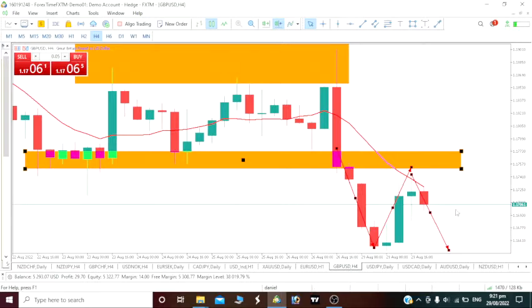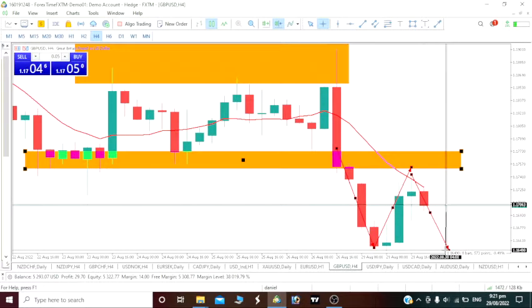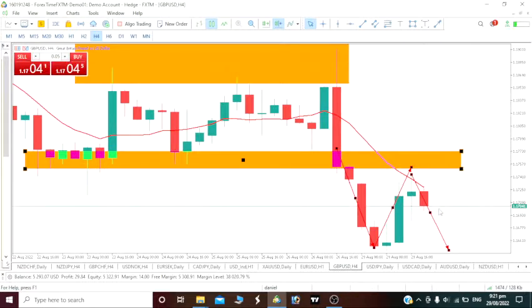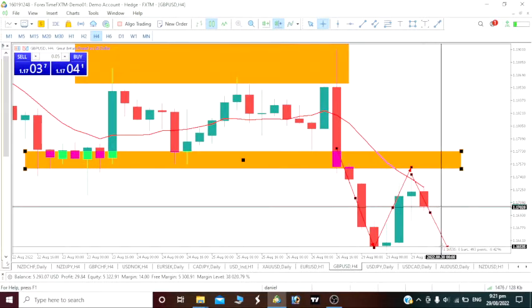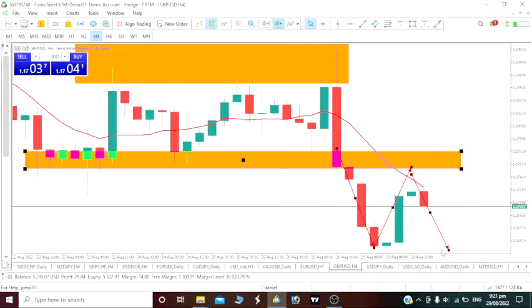So if you want to short this GBP USD now, I will say short it to these lows. At least that should be giving about 59 pips. So if you short it to these lows here, that would be about 59 pips to grab. It depends on when you are watching it.